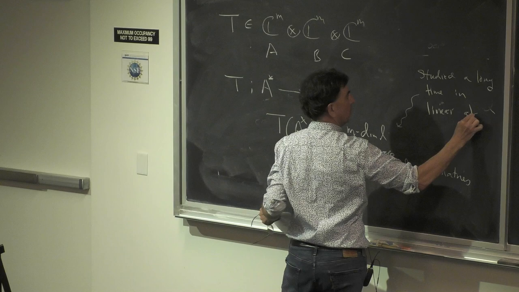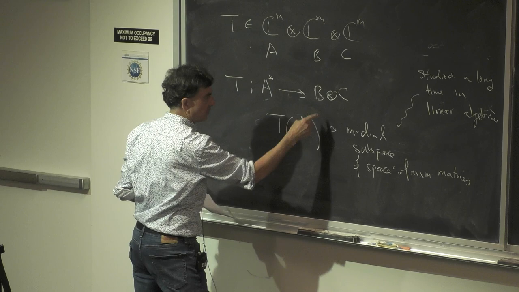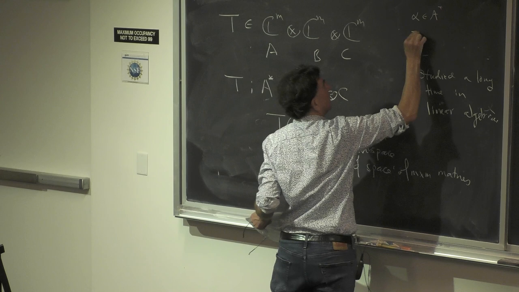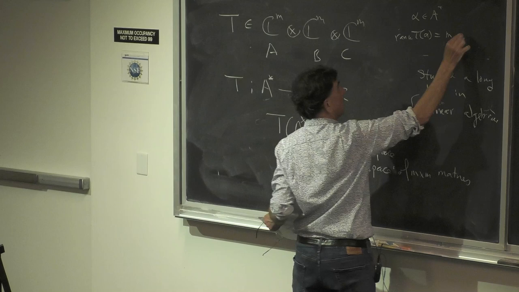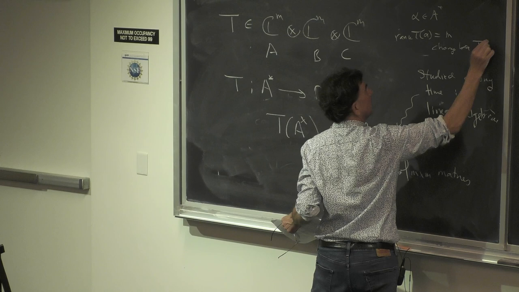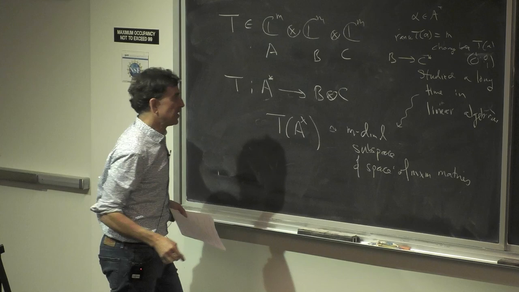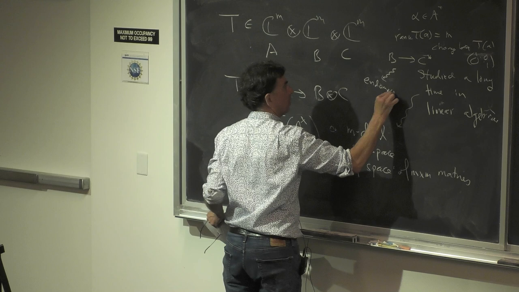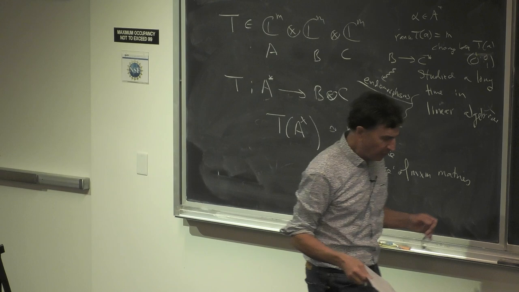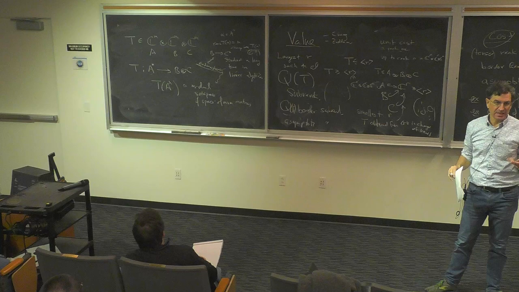Well, maybe they didn't study spaces of matrices. But for example, if there's an alpha in A star such that the rank of T of alpha is M, then we could change bases so that T of alpha is just the identity matrix. And then we could use it to identify B with the dual space of C. And now we're dealing with endomorphisms, linear maps from a vector space to itself, and we have a space of such. And well, the good news is linear algebra has been studied for a long time.